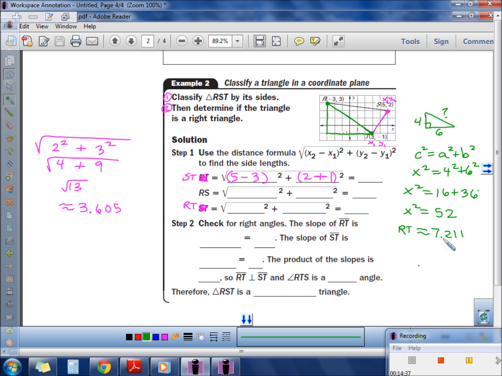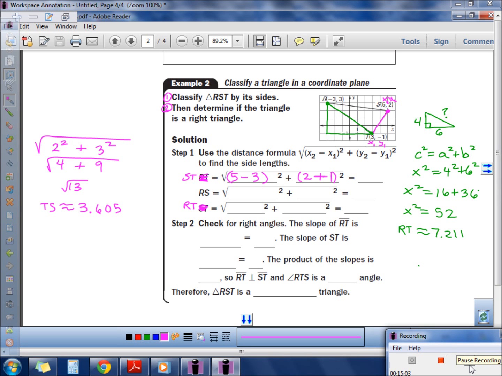Over here, we had the length for TS, or ST, and that was 3.605. I have 2 of the lengths now. I can tell that they're not the same. I'll pause for a second and let you all do the third piece however you want. We're going to do RS. Try the third piece. Do it however you want. Go ahead.